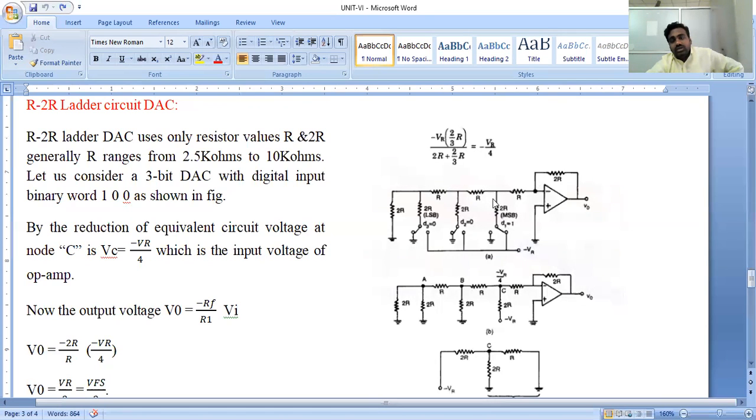And how is the input voltage distributed? The input voltage is distributed among the 4 bits, even though it is a 3-bit DAC. Here we have a reference bit resistor, that is 2R, so that's why it is divided by 4. Since we are providing negative feedback, the reference voltage is provided with a negative sign.